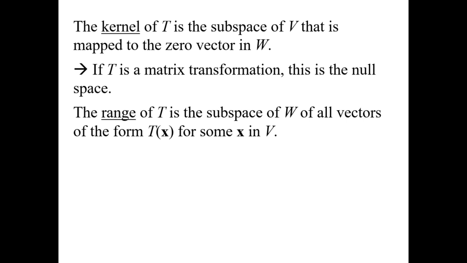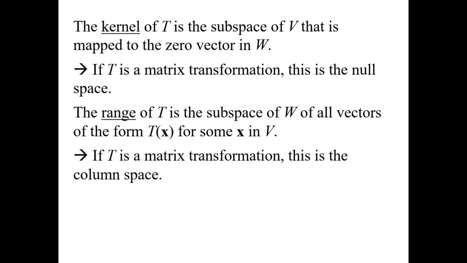The range of T, it's the same word range we've talked about before. The range of T is the subspace of W of all vectors of the form T of x for some x. The range is all the possible outcomes, all the possible outputs. Again, we have a name for that. If T is a matrix transformation, then that is what we call the column space.